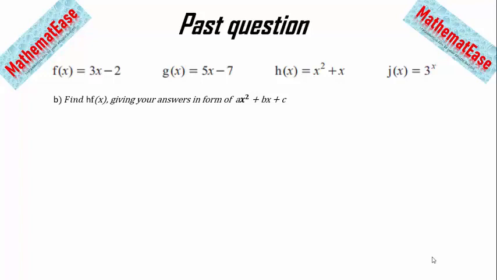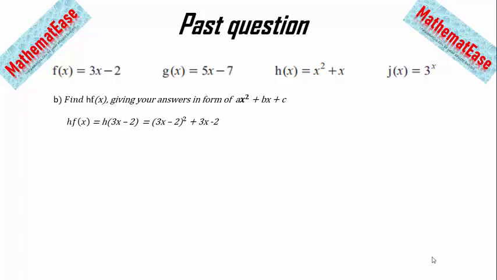Now, h of f of x is a composite function. As I said earlier on, f of x is 3x minus 2. And in h of x, you know, x occurs twice. I have x squared plus x. So I will replace each x with 3x minus 2.